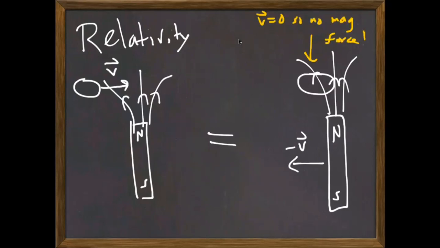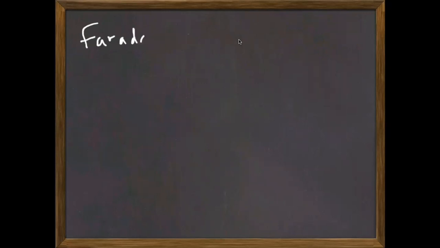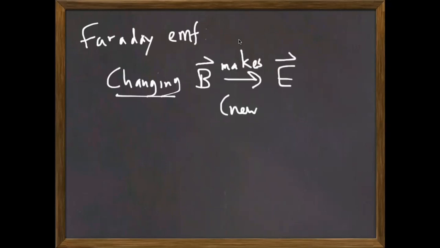Even though there's a magnetic field, the charges are at rest, so they don't get pushed on. How then can there be an EMF in the loop? And the answer is Faraday EMFs. So Faraday EMFs are a new phenomenon. They are not the same thing as magnetic forces.